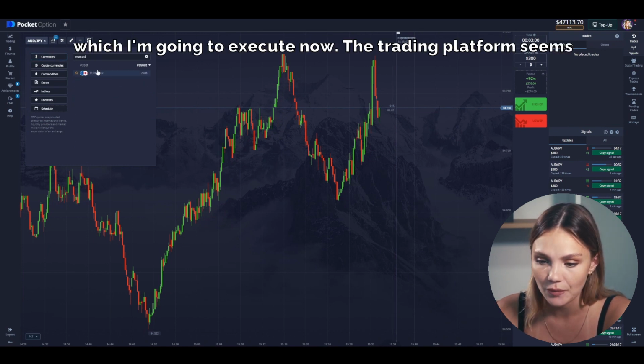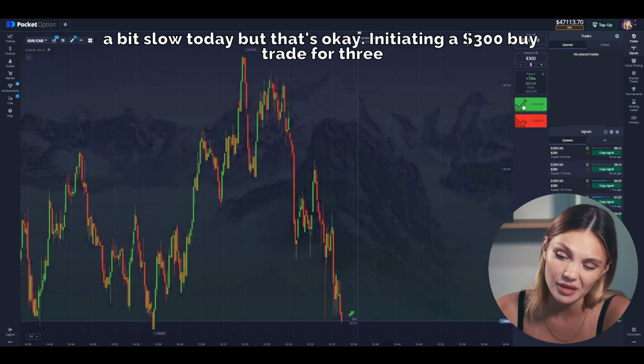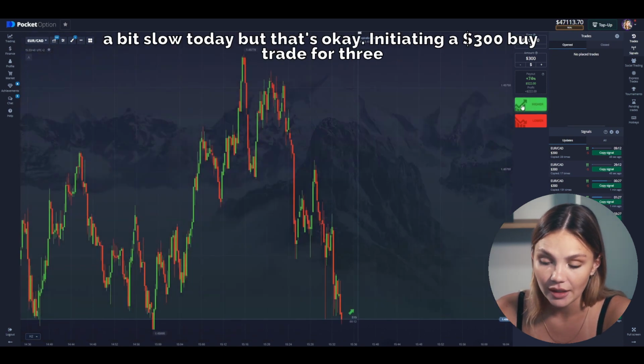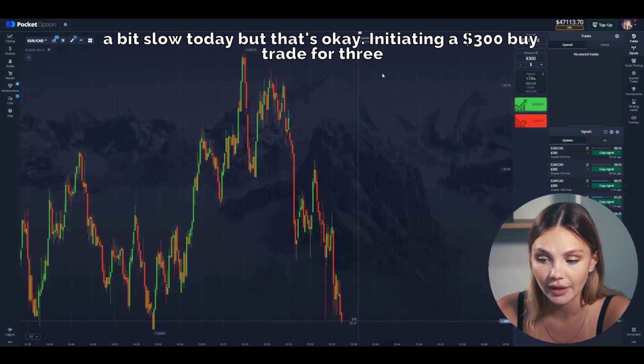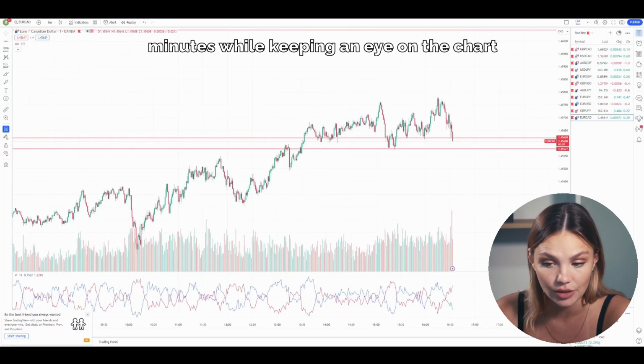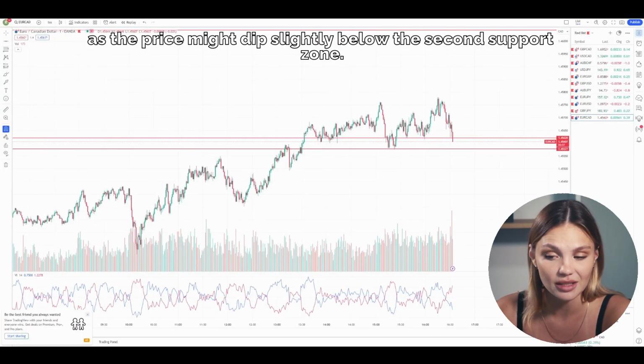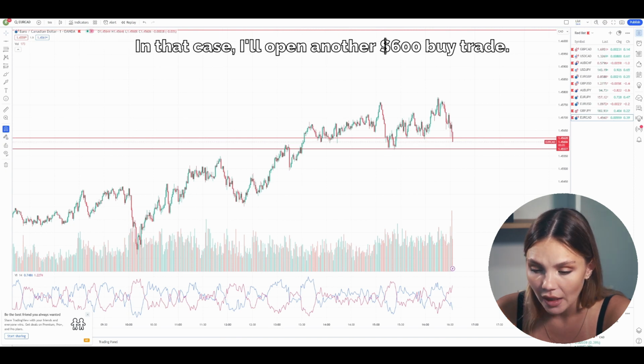to execute now. The trading platform seems a bit slow today, but that's okay. Initiating a $300 buy trade for 3 minutes while keeping an eye on the chart, as the price might dip slightly below the second support zone. In that case, I'll open another $600 buy trade.